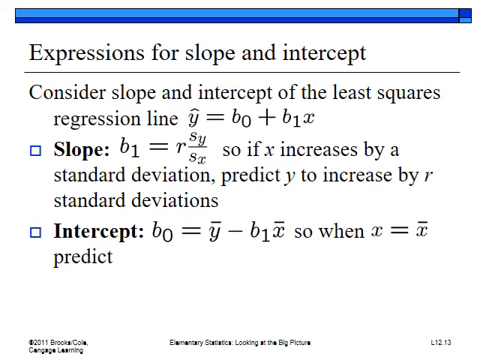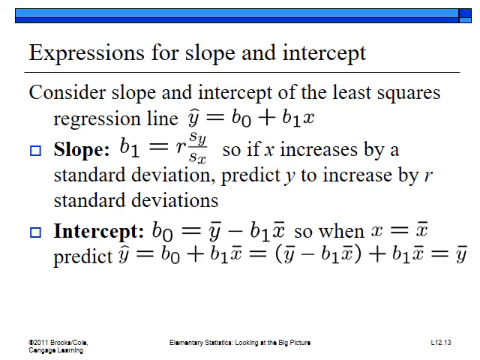Now the computation for the intercept is b0 is equal to y bar minus b1 times x bar. Remember, b1 is the slope. So if we plug in x equals x bar, what y would we get as our prediction? If we plug in the mean for x, what do we get for y? Well, y hat, that's the predicted y we see here. This is the equation of our line, b0 plus b1 times x bar.